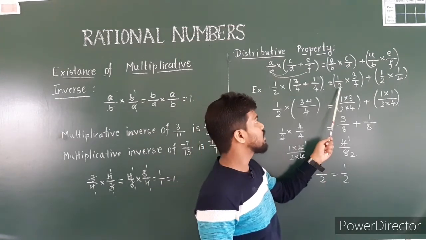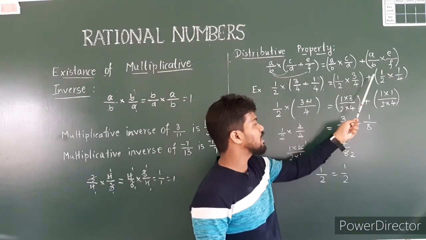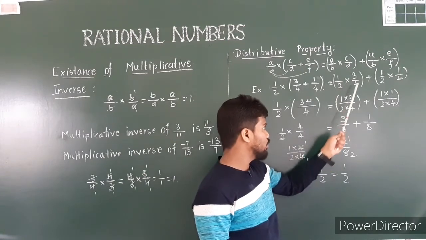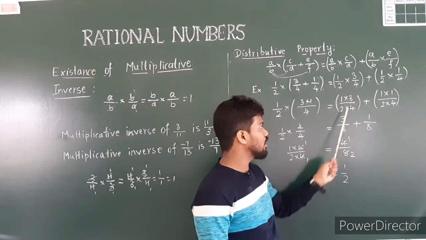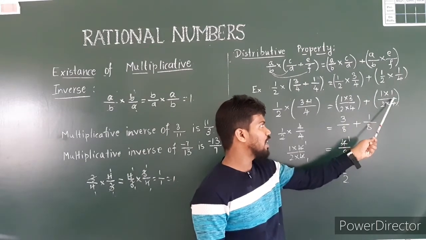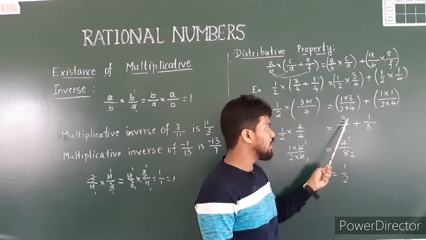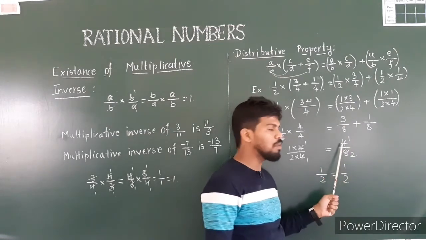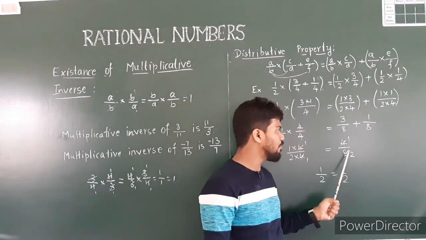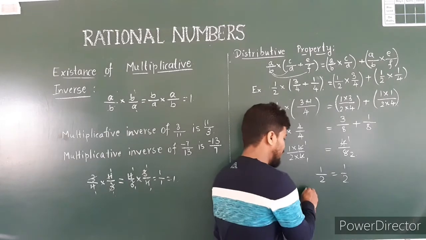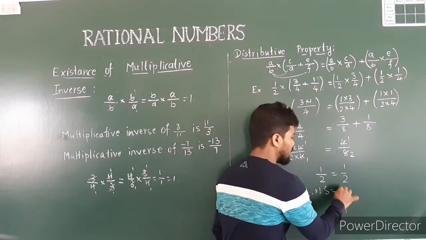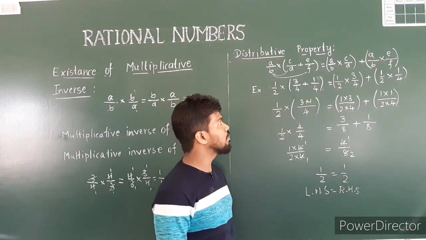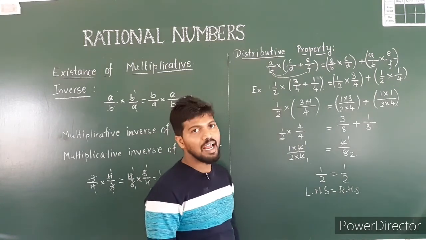Now the RHS: 1/2 into 3/4 plus 1/2 into 1/4. 1 into 3 over 2 into 4 gives 3/8, and similarly 1 into 1 over 2 into 4 gives 1/8. So 3/8 plus 1/8 is 4/8. The common factor is 4, so 4 ones are 4, 4 twos are 8, giving 1/2. So LHS equals RHS. Multiplication of rational numbers is distributive over addition.